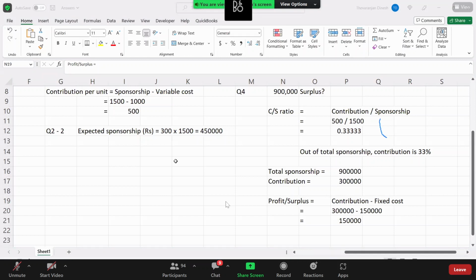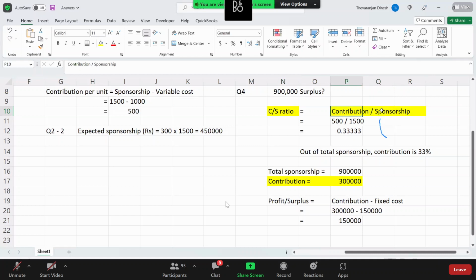But there was a question on how to calculate contribution in this. Contribution here we have found out as 3 lakhs. How did we find it? Using the CS ratio. If we know the CS ratio and the sales amount, we can simply calculate the contribution, because CS ratio is equal to contribution divided by sponsorship or sales.